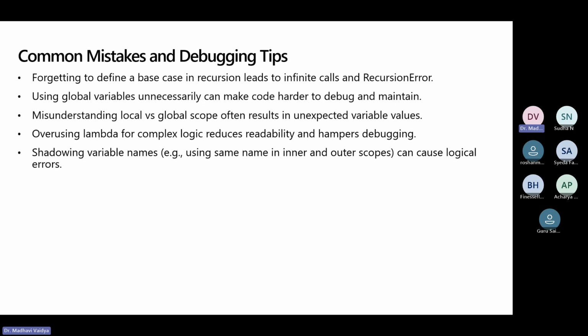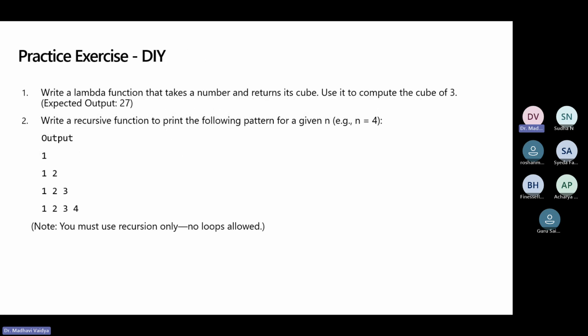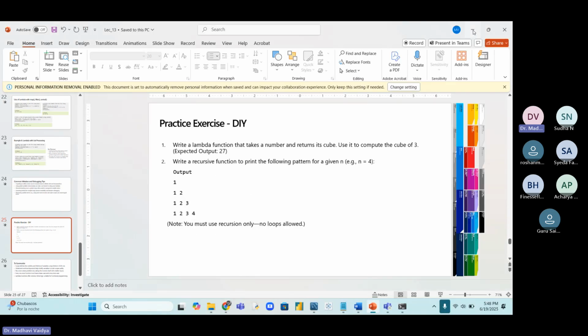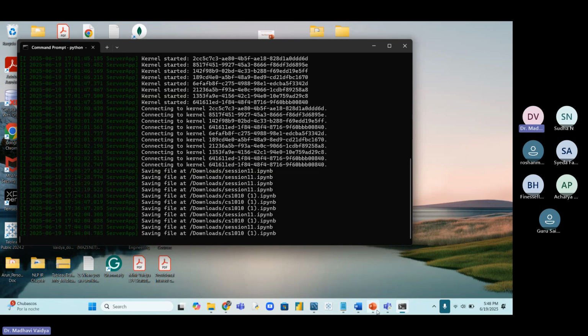Whatever has been given in the beginning, before the function starts, it's global. And wherever it has been given inside the function, inside the loop, inside the condition, that is local. Overusing lambda for complex logic reduces readability and hampers debugging, and lambda should be used for smaller, one-liner codes. Shadowing variable names, using the same name in inner and outer scopes, can cause logical errors. Okay, so something has been given to you for DIY. I'll just show you one more thing and then I'll stop. That is very important to understand.